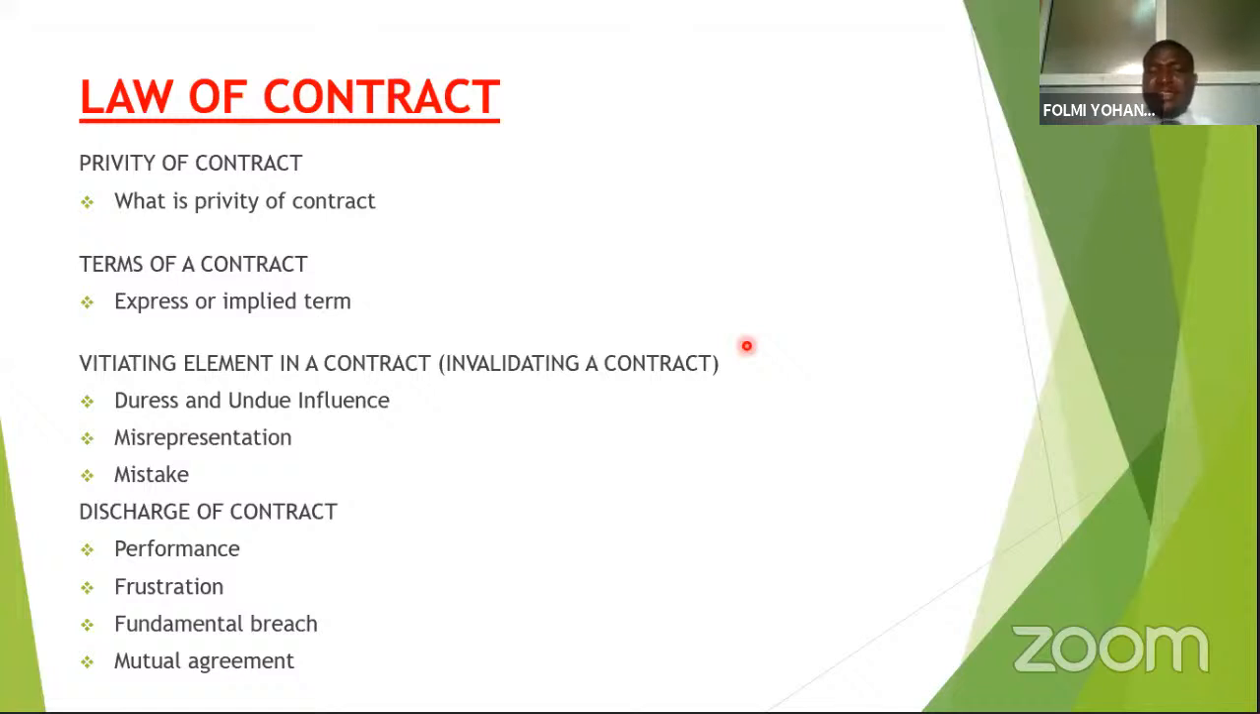So this is an exception to privity of contract. Then we talk of terms of contract. Terms of contract can be express or implied. Going back to still Mr. John's example, he sold the car to Mr.